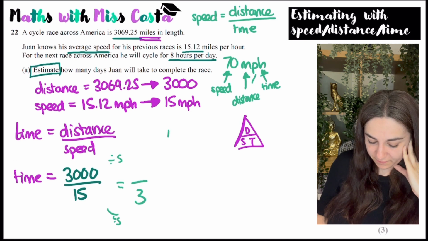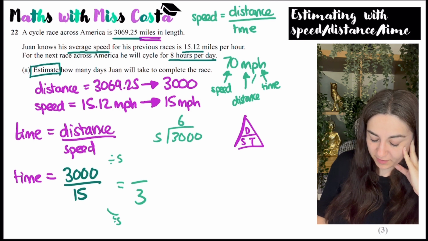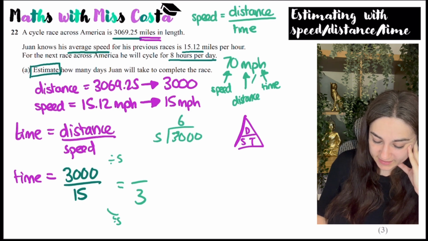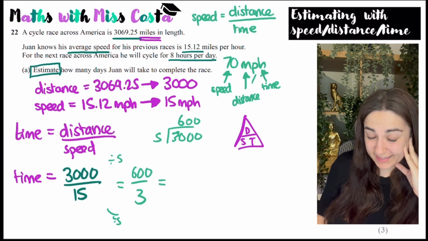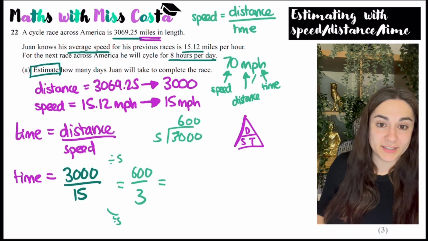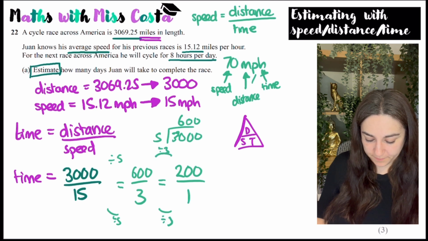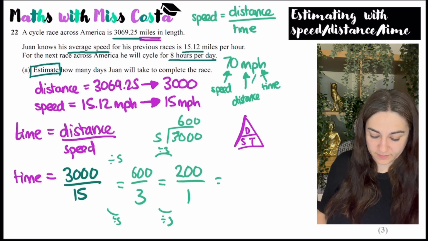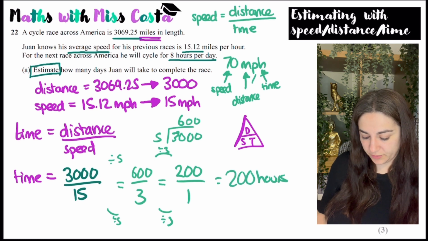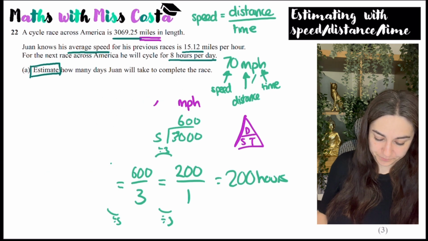So 15 divided by 5 is 3. And 3,000, if you need to, you can use the bus stop method, divided by 5. 5 into 30 goes 6. So that would just be 600. And then 600 divided by 3. Hopefully you're able to do that. If not, use the bus stop method. So 600 divided by 3 is going to give me 200. And obviously 3 divided by 3 is 1. So I know the time it's going to take him is 200 hours. So that's the first part that I've worked out.